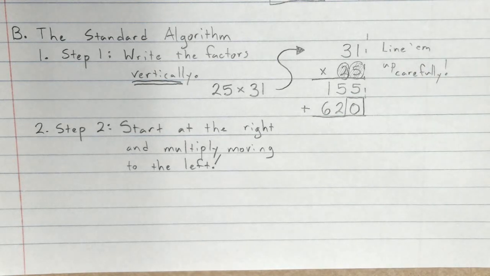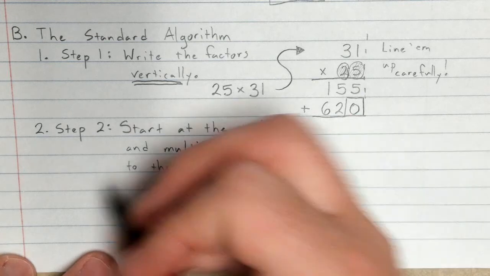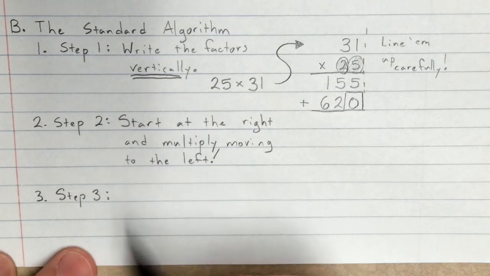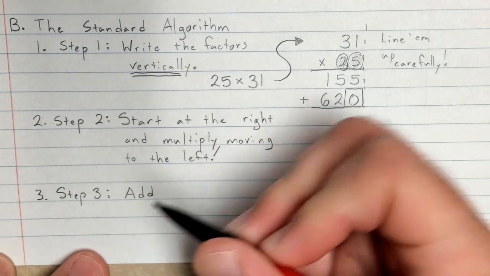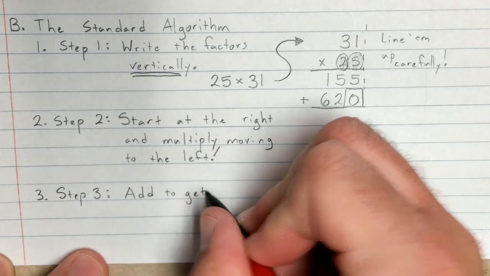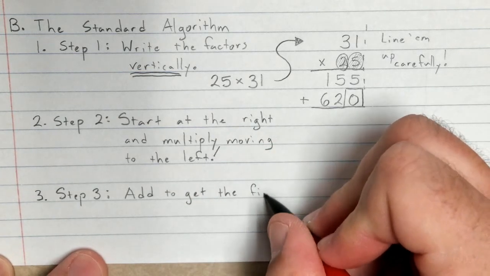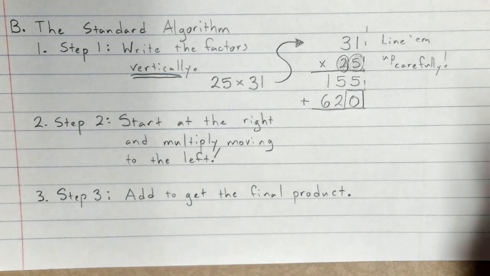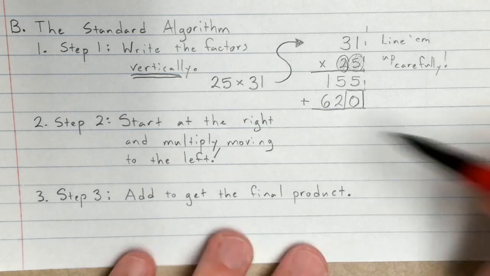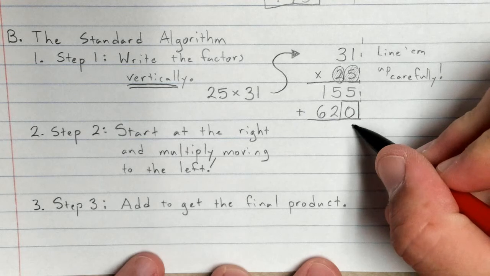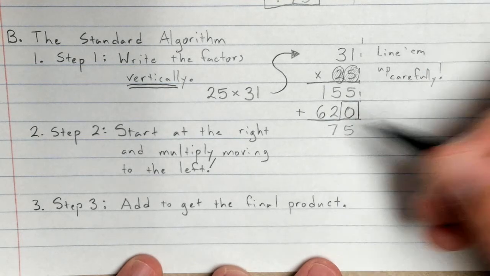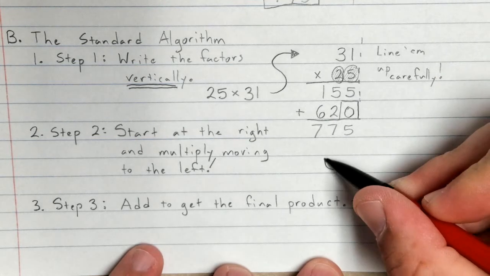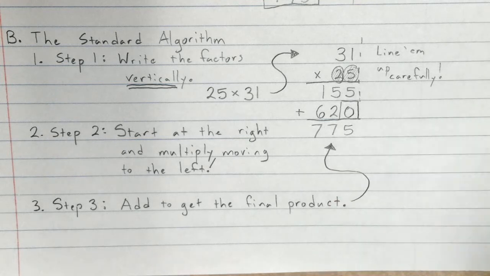Okay, for step 3. And again, if you're like me, you're probably at the bottom of your page by now. Maybe you've gone on to the next page. For step 3, we are going to add to get the final product. And I don't think I need to warn you, it's going to be exactly what we already had up here. 5 plus nothing is 5. 5 plus 2 is 7. 1 plus 6 is also 7. Hey, that certainly looks familiar.